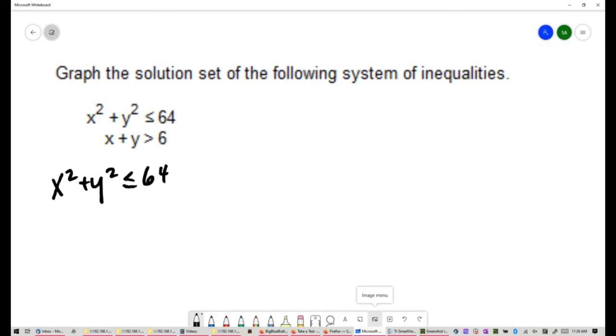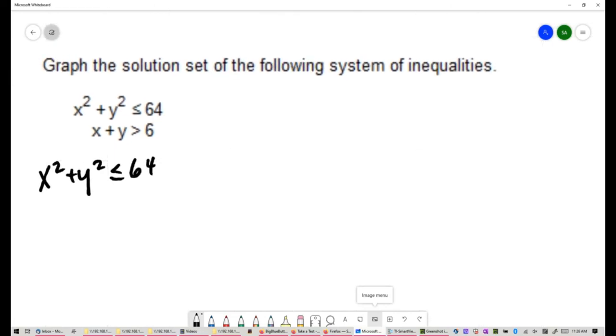And when we graph an inequality in two variables, I like to do this in two parts, the boundary and the shading. So in order to get the boundary, I'm going to change that inequality sign to an equal sign. So I start with the boundary, and that's with an equal sign. So that's x squared plus y squared equals 64. So this type of equation is in the form of a circle.